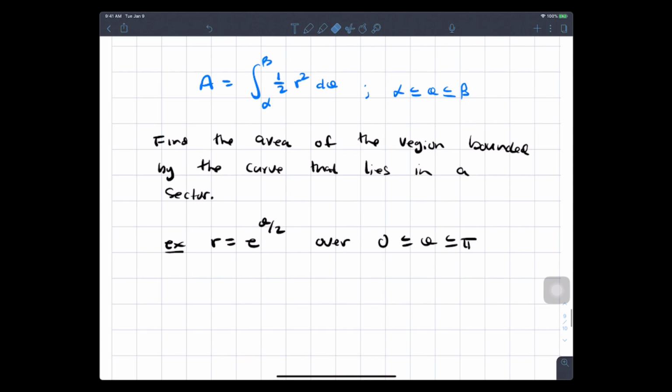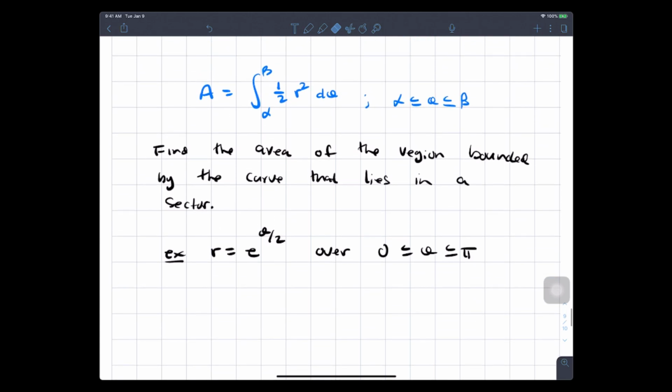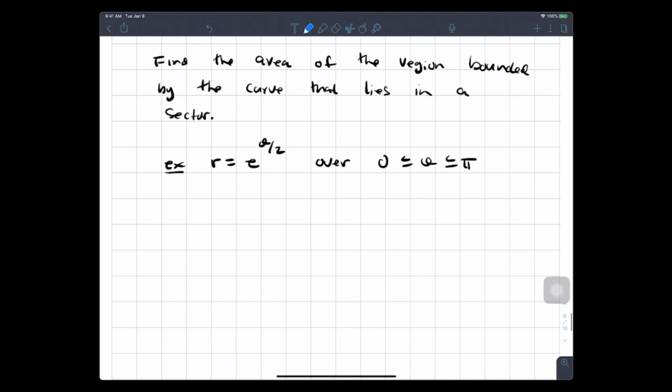We're going to keep it 0 to pi. So all you guys have to do is use your formula. And notice in your formula, you need an r squared. And yes, you need the constant 1/2. So what we're going to do is square r. If we know what r is, r squared becomes e to the theta over 2 squared. Remember, you multiply the powers, so r squared is just e to the theta.